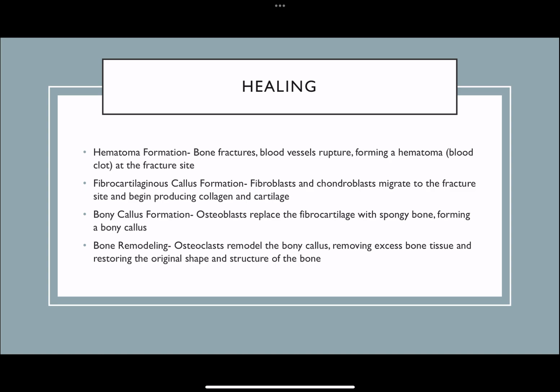this can be done through a variety of things. Hematoma formation is one, which is where a bone fractures and then the blood vessels rupture, forming a hematoma, also known as a blood clot, at the fracture site. Fibrocartilaginous callus formation is where fibroblasts and chondroblasts migrate to the fracture site and begin producing collagen and cartilage. This forms a fibrocartilaginous callus that bridges the broken ends of the bone.